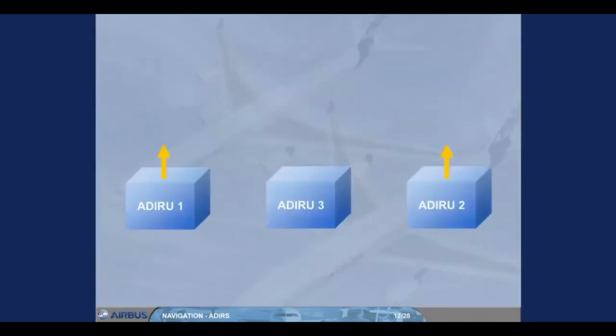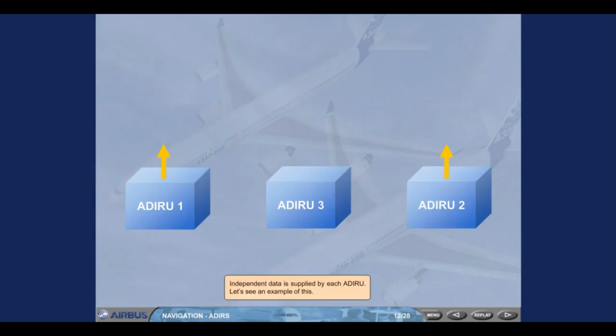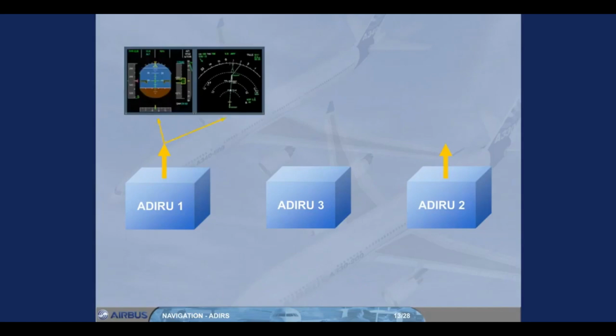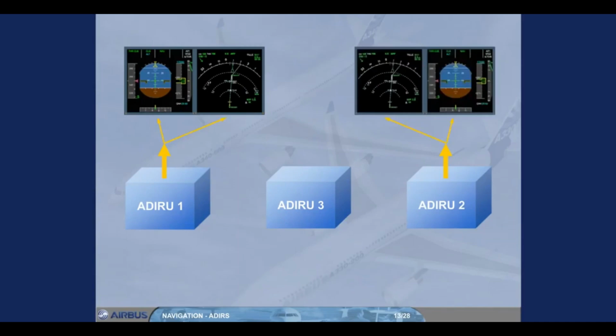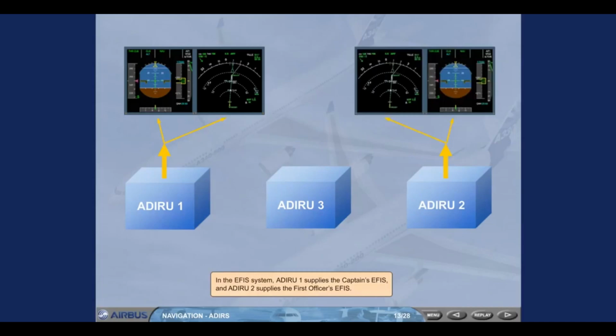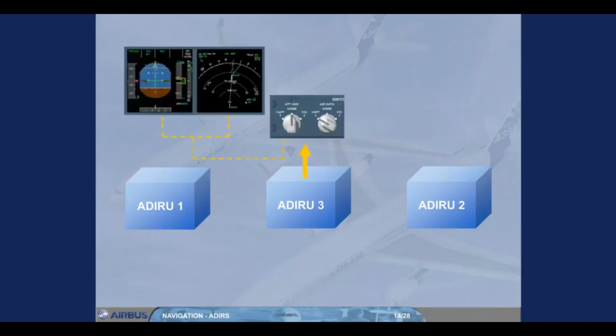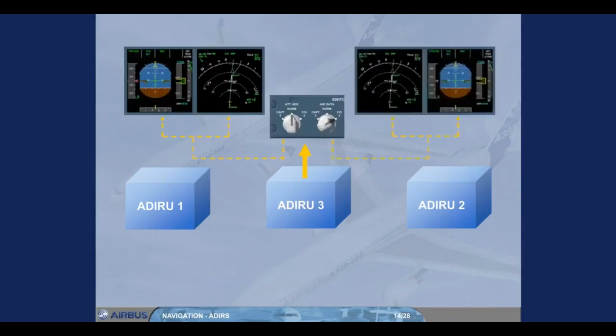Independent data is supplied by each ADIRU. Let's see an example of this. In the EFIS system, ADIRU 1 supplies the captain's EFIS and ADIRU 2 supplies the first officer's EFIS. ADIRU 3 is available as a backup to either EFIS system via the switching panel.